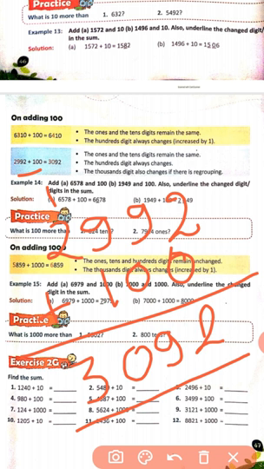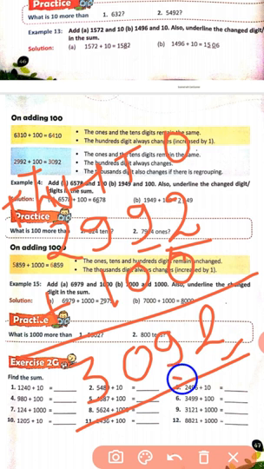We have sum 3092. So we see here the ones and tens digits remain the same. Ones, tens, hundreds, and I am writing here thousands. The ones and tens digits remain the same, and the hundreds digit always changes. The thousands digit also changes if there is regrouping. Here there is regrouping, so the thousands place digit also changes.